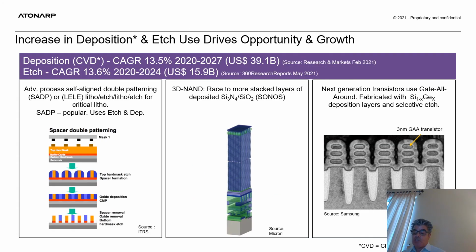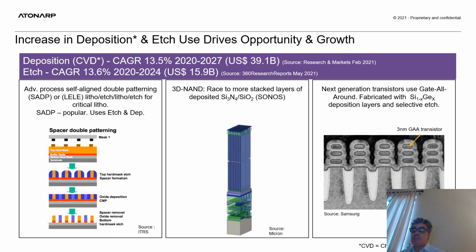Propelled by 3D structures, the increase in depth and etch uses most definitely drives opportunity and growth. The compounded annual growth rate for deposition is 13.5% through 2027. This represents about $40 billion in the US, according to the February edition of Research and Markets. In etch, it is 13.6% through 2024. The US accounts for about $16 billion, according to the May edition of 360 Research Reports.